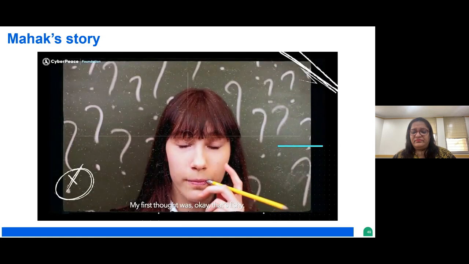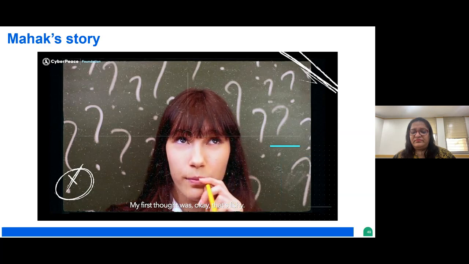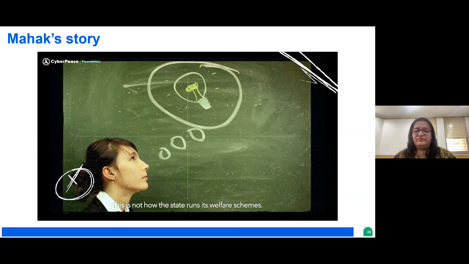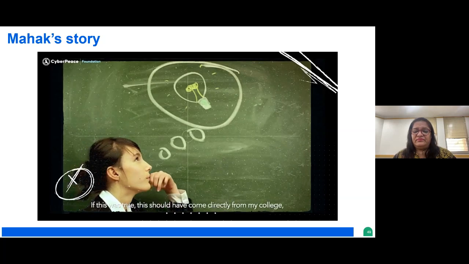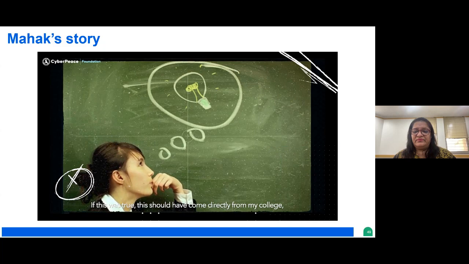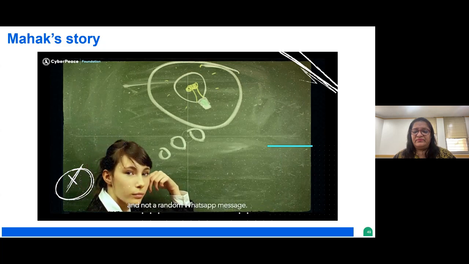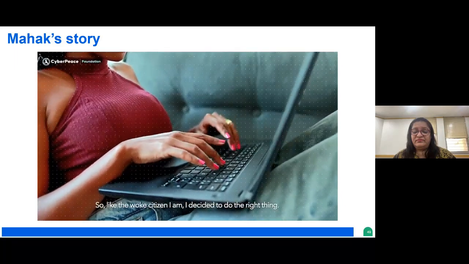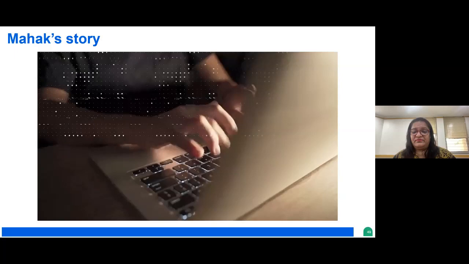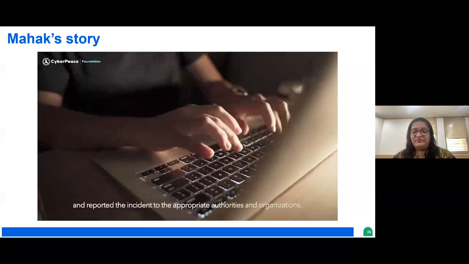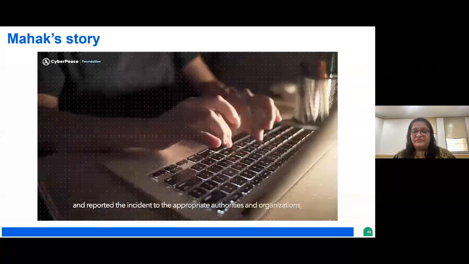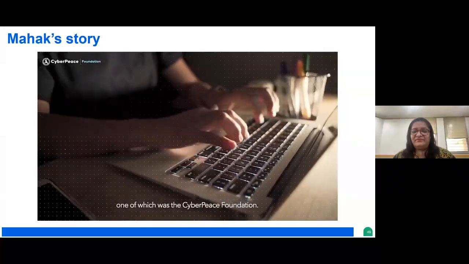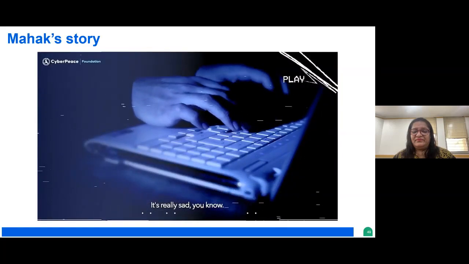My first thought was, okay, that's fishy. This is not how the state runs its welfare schemes. If this was true, this should have come directly from my college and not a random WhatsApp message. So, like the woke citizen I am, I decided to do the right thing. I raised the red flags and reported the incident to the appropriate authorities and organizations, one of which was the Cyber Peace Foundation.